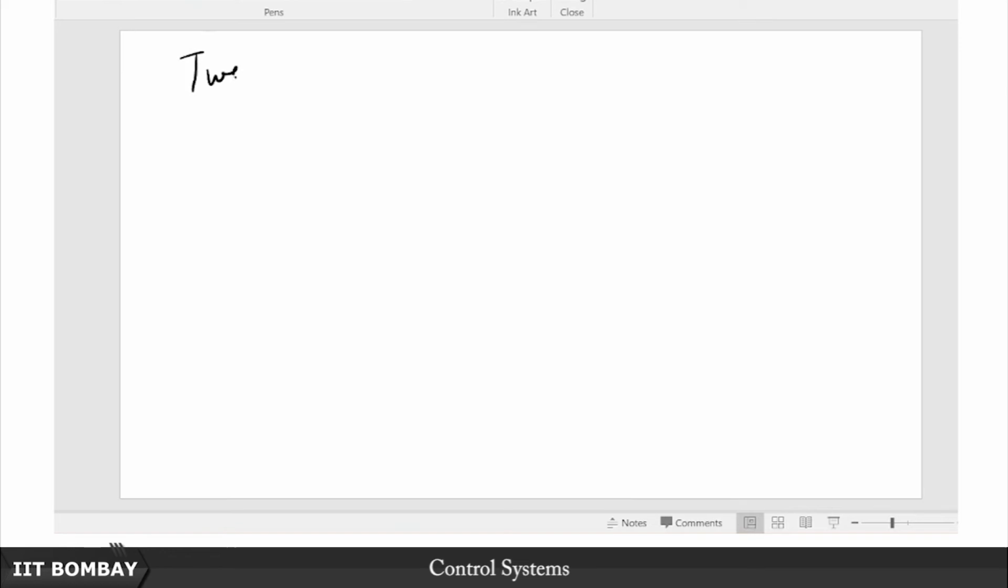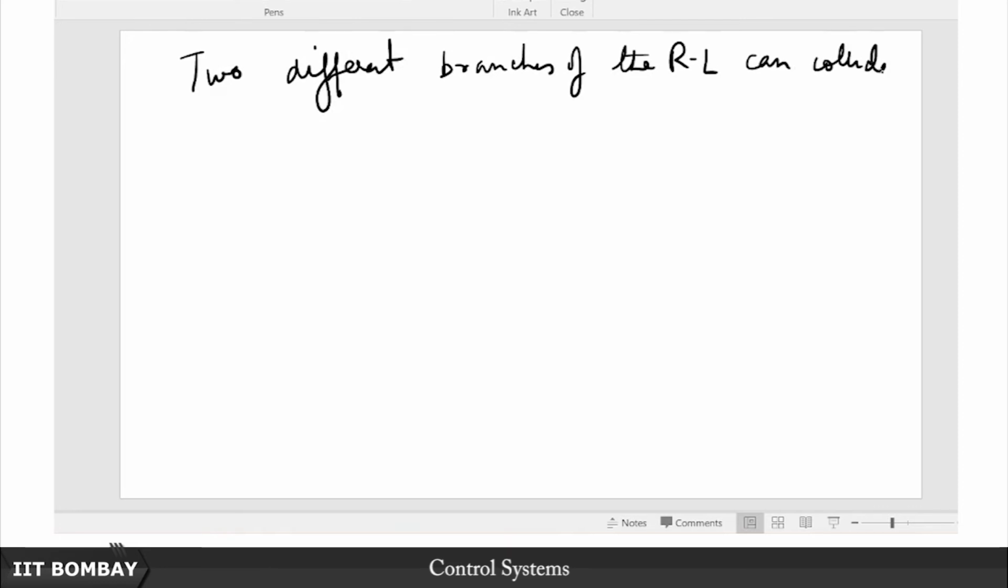But here's the next bit. Two different branches of the root locus can collide. Suppose, for example, as we've considered in the other case, where you had -3 and -5 and then you had the asymptote emerging through -4. So this is one branch. Let me color it as branch B1, and this is the red branch, which is B2.